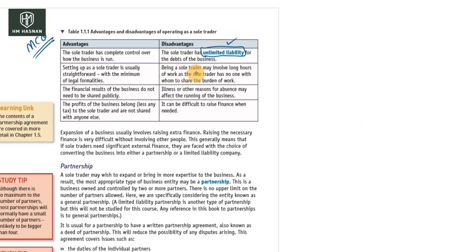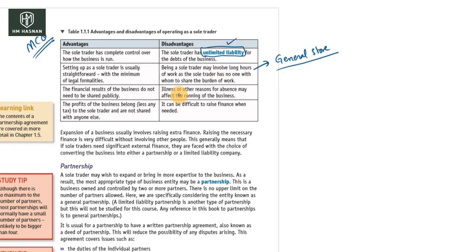Second one is, being a sole trader may involve long hours of work, as a sole trader has no one with whom to share the burden of work. For example, if a person has a general store, he himself runs the store. One day he is sick and is unable to open the shop. Then that day his shop is closed for the whole day. So it's a disadvantage. No one can open the shop on behalf of this person because a sole trader singly manages the entire business.